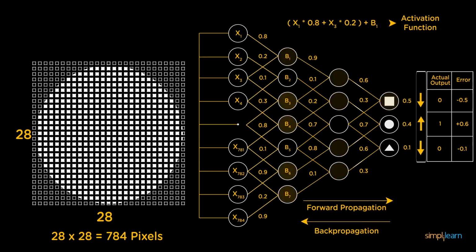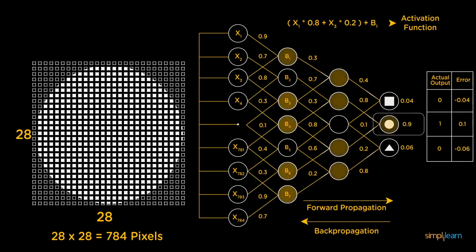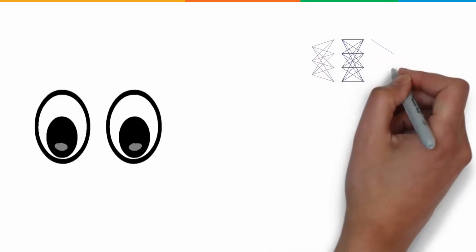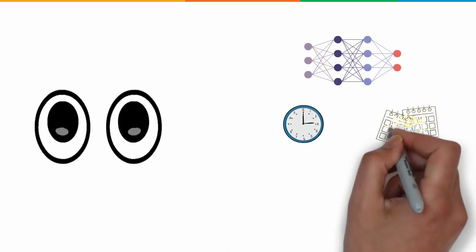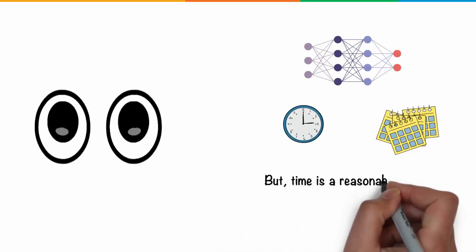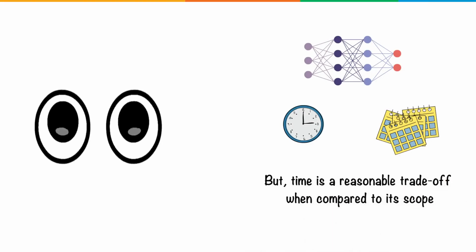Now, based on this information, the weights are adjusted. This cycle of forward propagation and backpropagation is iteratively performed with multiple inputs. This process continues until our weights are assigned such that the network can predict the shapes correctly in most of the cases. This brings our training process to an end. You might wonder how long this training process takes. Honestly, neural networks may take hours or even months to train. But time is a reasonable trade-off when compared to its scope.